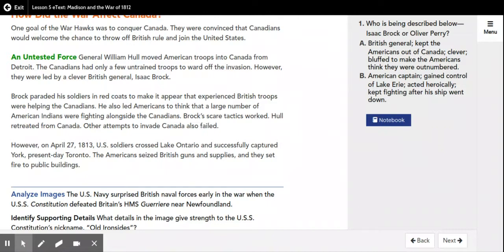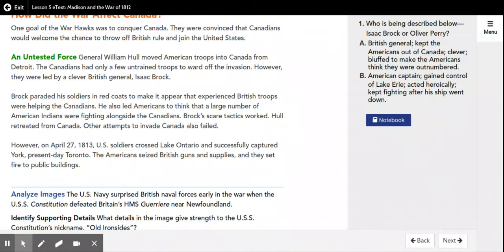However, they were led by a clever British general, Isaac Brock. Brock paraded his soldiers in red coats to make it appear that experienced British troops were helping the Canadians. He also led Americans to think that a large number of American Indians were fighting alongside the Canadians. Brock's scare tactics worked. Hull retreated from Canada. Other attempts to invade Canada also failed.